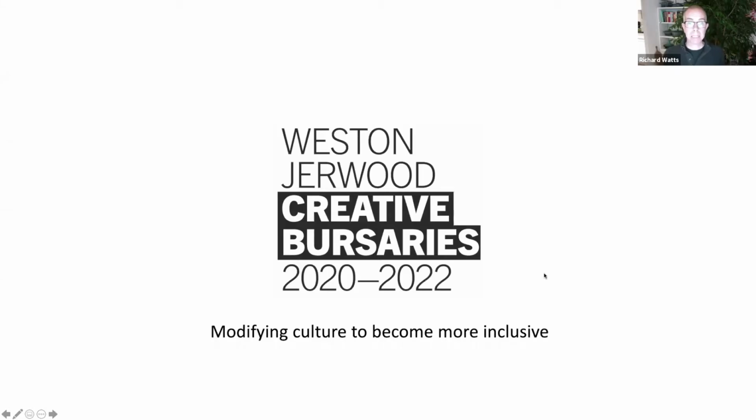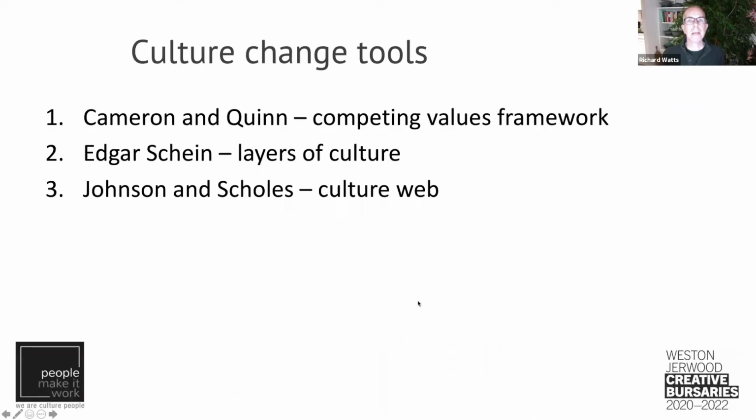So I'm going to share some slides as part of this conversation around modifying culture to become more inclusive. And I thought we might share 3 different models: Cameron and Quinn, Edgar Schein, and Johnson and Scholes. But I really want to emphasize that you should just use the ones that are going to be useful for you. So Cameron and Quinn helps us to think about what kind of culture we've already got, across a typography, really, that's thinking about how structured it is, how enterprising it is, how internal or external it is, how formal or informal it is.